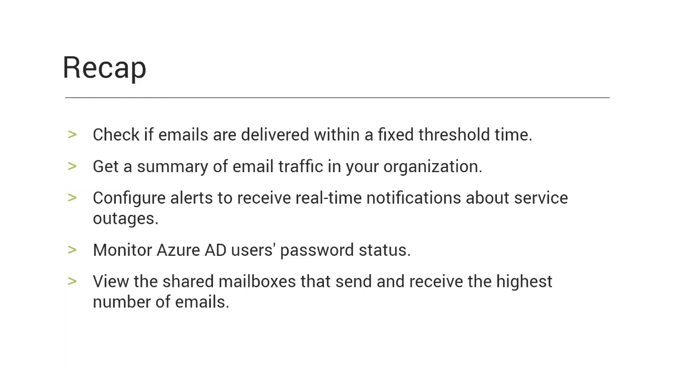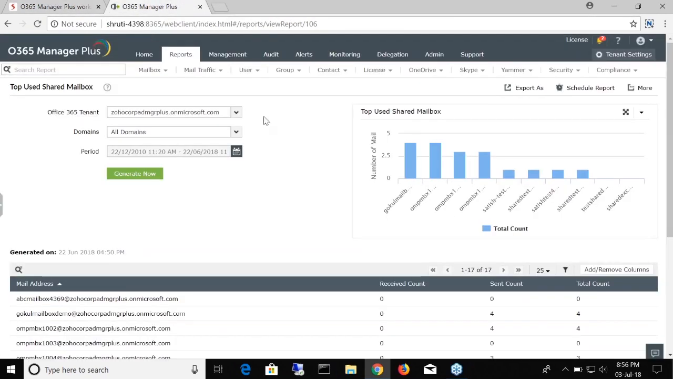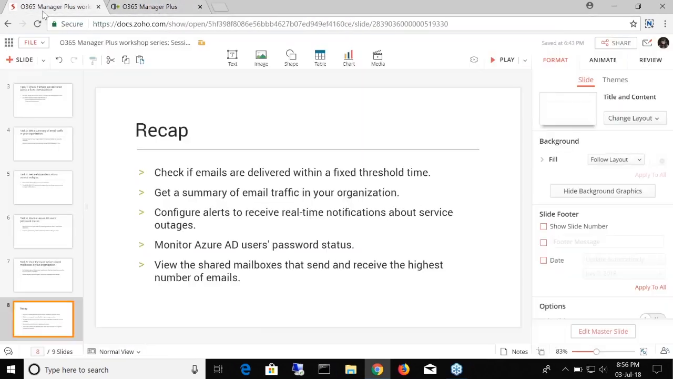We saw how you can check if emails are delivered within a fixed threshold time. We saw how you can get a summary of email traffic in your organization. We saw how you can set up a real-time alert so that you receive instant notifications about service outages. We saw how you can monitor your users' password status and also manage users right from the report that you are looking at. And finally, we saw how you can view the shared mailboxes that send and receive the highest number of emails.